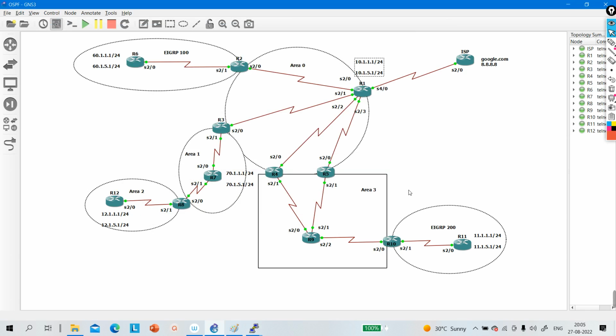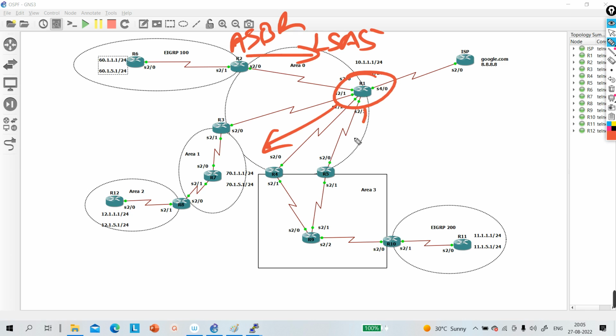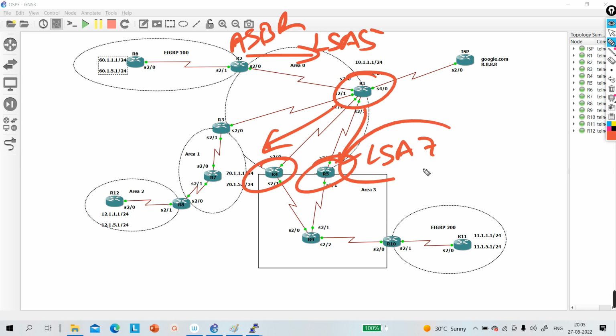But how will router 9 receive these prefixes now? Because my ASBR is router 2. This is my ASBR. So this router is generating LSA 5, and that LSA 5 will be received by router 1. Router 1 will forward it to router 4 and router 5. Now this router is not an ASBR, so this router will not generate LSA 7.